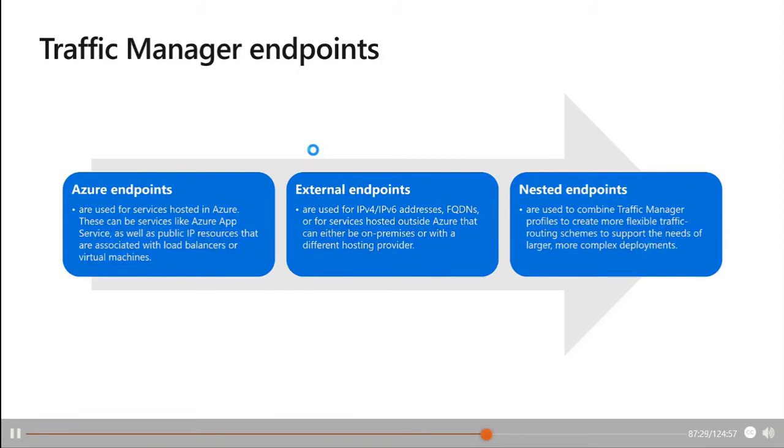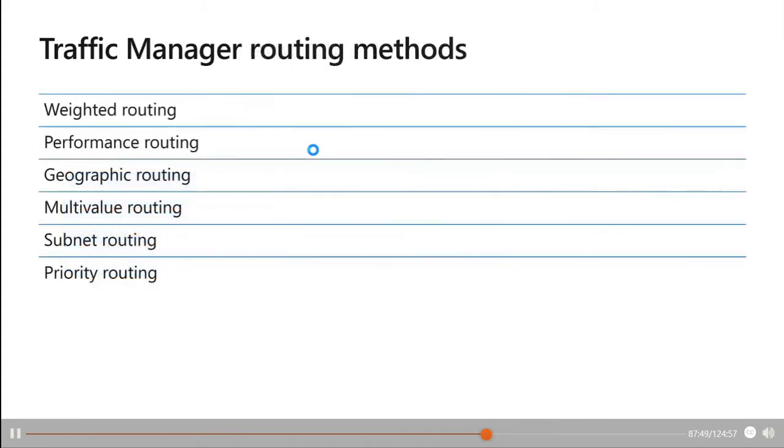Then I can also do nested endpoints, which are a combination of Traffic Manager profiles. I have a Traffic Manager profile that can call another Traffic Manager profile, and that one will have another set of endpoints. There are several different types of routing methods here. I can have weighted routing, performance, geographic, multi-value, subnet, and priority.